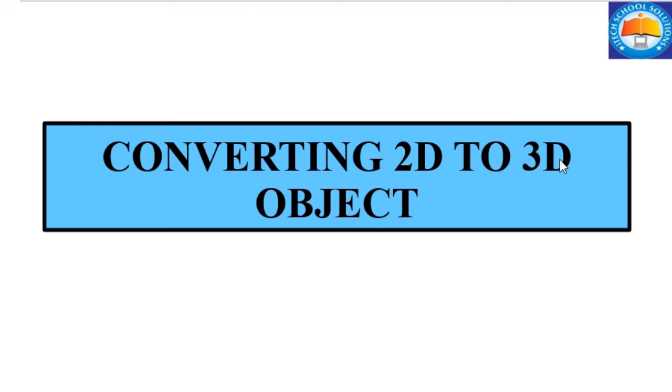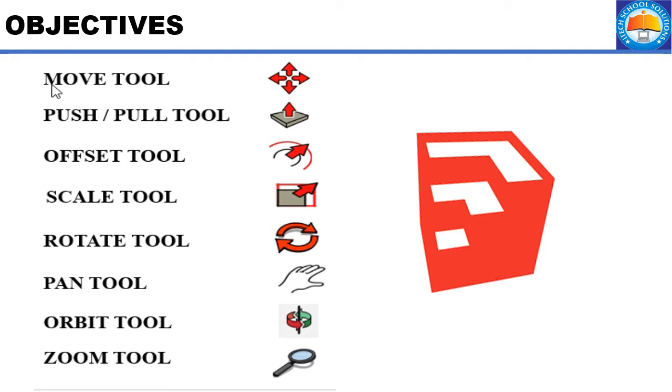Converting 2D to 3D object. Children, in this chapter you are going to learn about move tool, push or pull tool, offset tool, scale tool, rotate tool, pan tool, orbit tool, zoom tool.